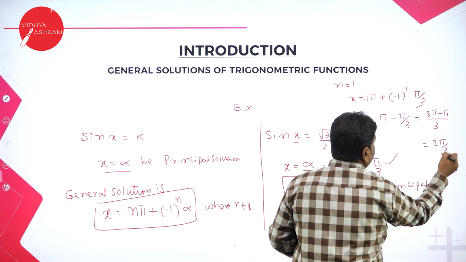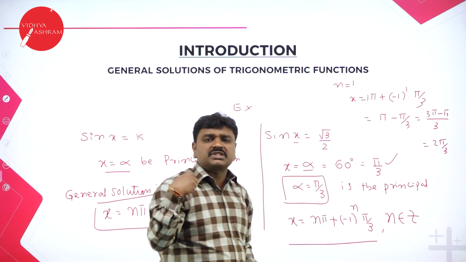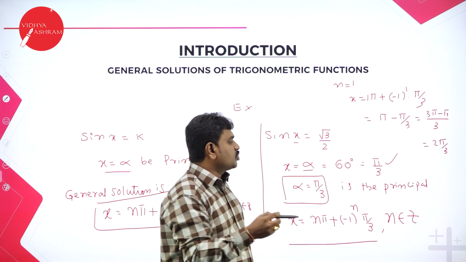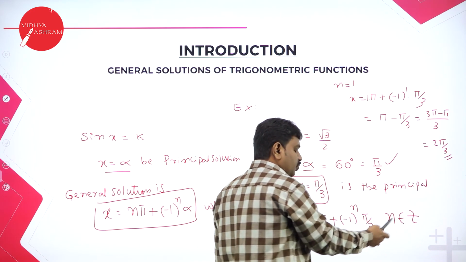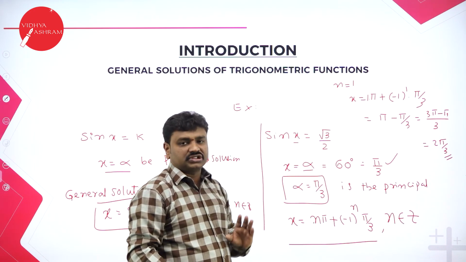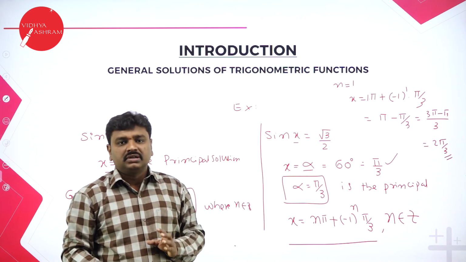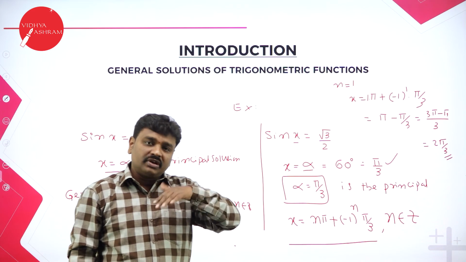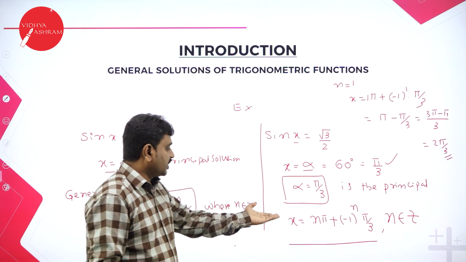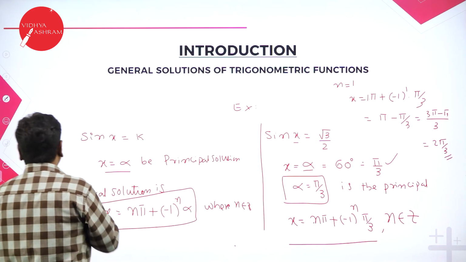So this is one more value. 2 pi by 3 means what? 2 times 60, 120. That is also a principal value. So this is one solution. So in the place of n, you put all the integers, you'll get many solutions. This is a method. For a trigonometric equation, we will not have one solution, we will have many solutions, and we write them in the general form, so that we call it a general solution.